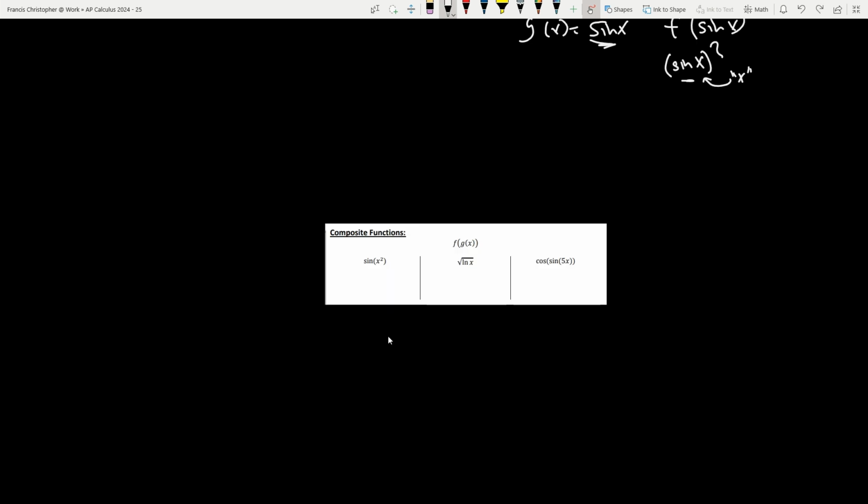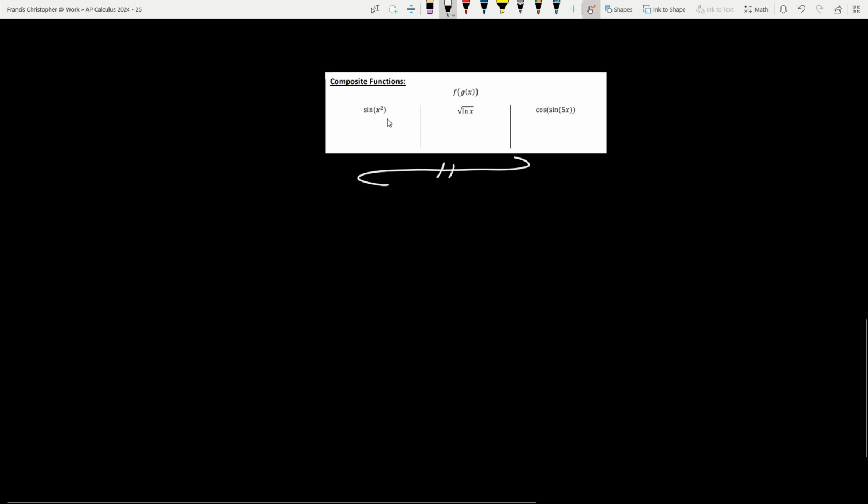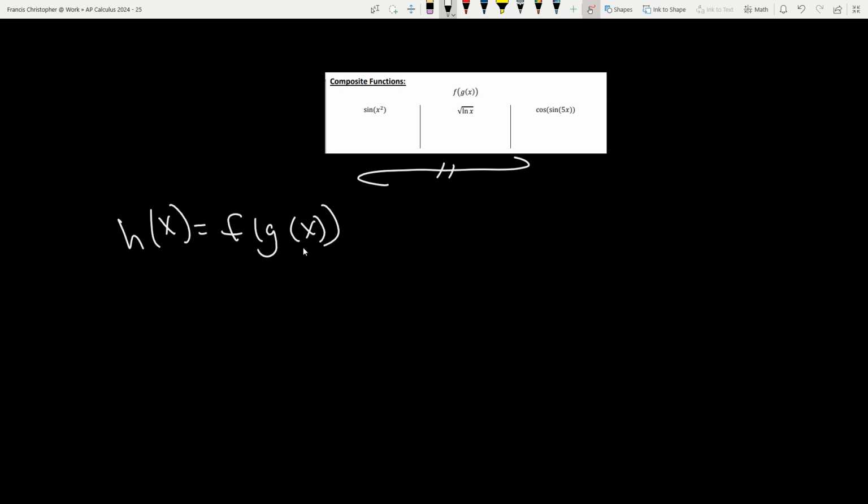So here are the problems from the Flip Math practice sheet so we can quickly go over defining what f and g are and noticing them from the function. So let's say h of x equals f of g of x. And then let's do the first one. So h of x equals sine of x squared.